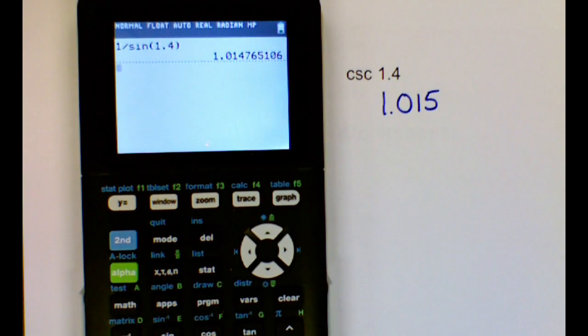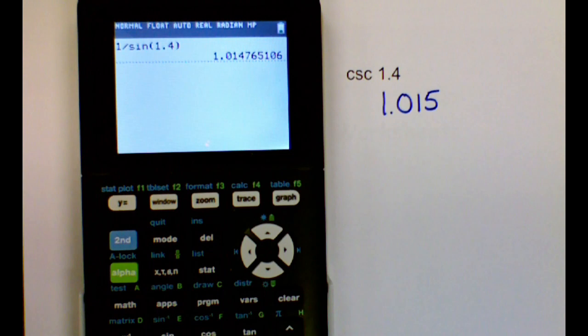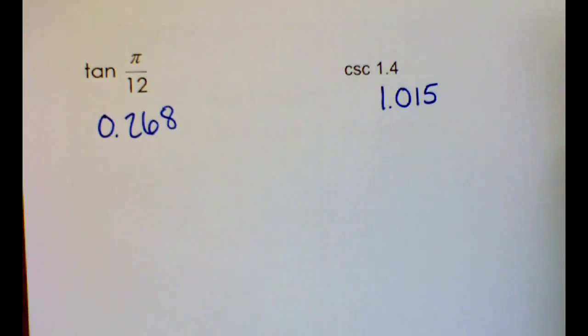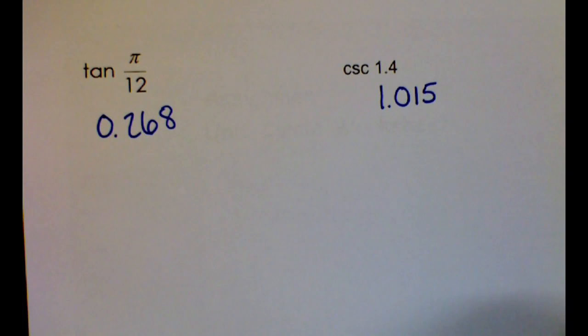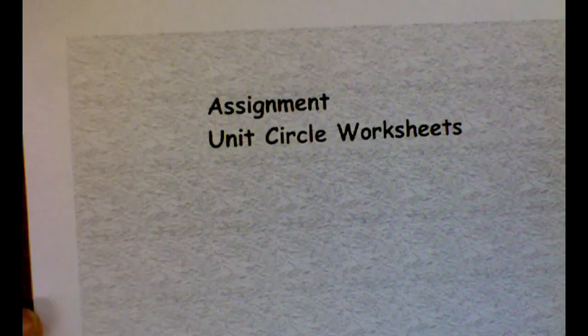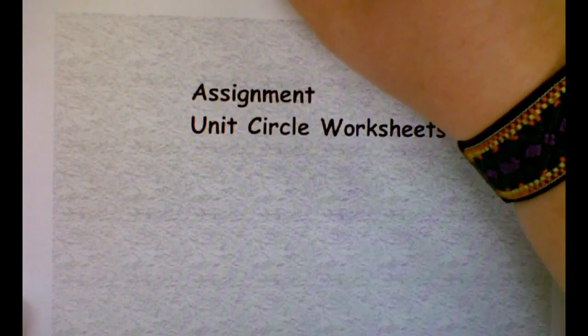Now you might be wondering, Ms. Dupree, how do you know that that is in radians? That is in radians because it doesn't have a degree symbol. If it's in degrees, it'll say degrees. So your assignment will be a worksheet or 2 on unit circle.